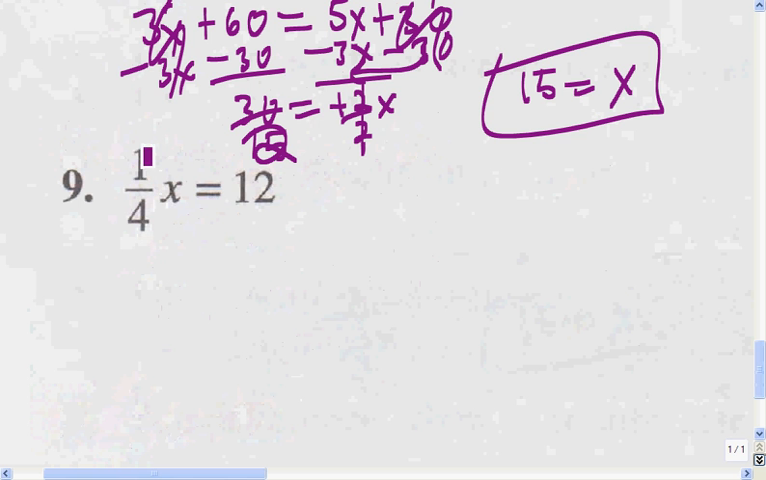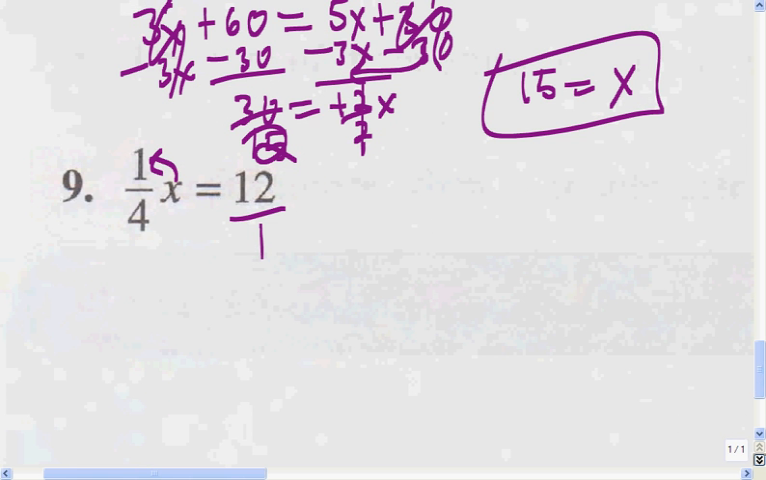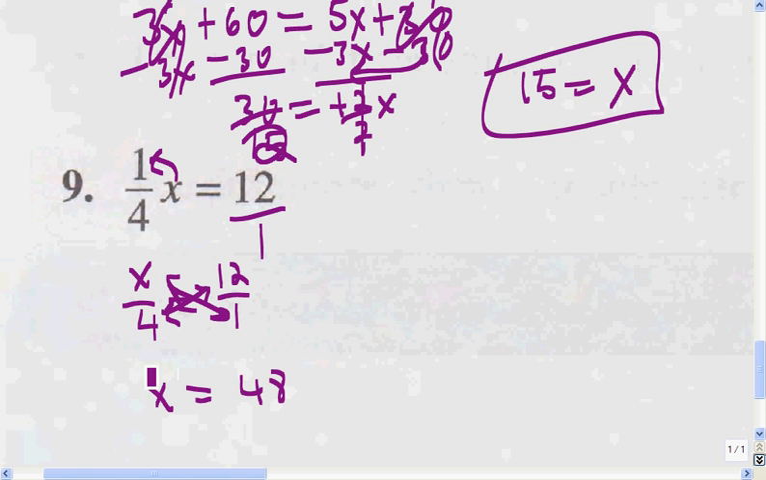Here, when you have a fraction by itself on one side of the equal sign, all you've got to do is cross multiply. The x always goes with the numerator. So really what we have is x over 4 equals 12 over 1. So we just cross multiply. X times 1 is x. 4 times 12 is 48. So x equals 48.